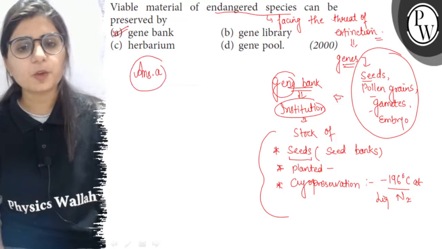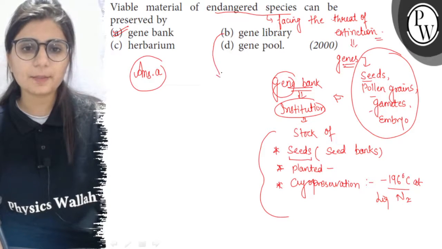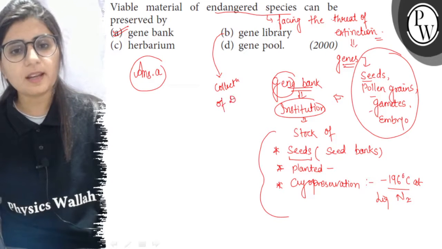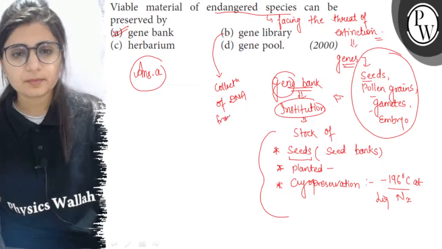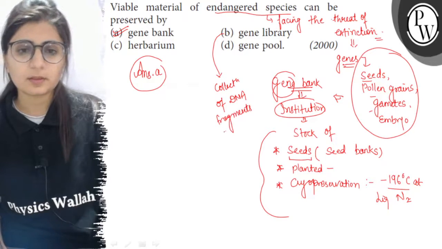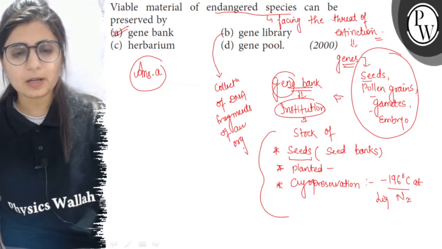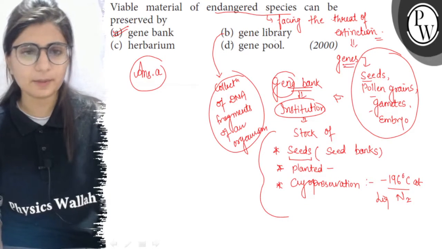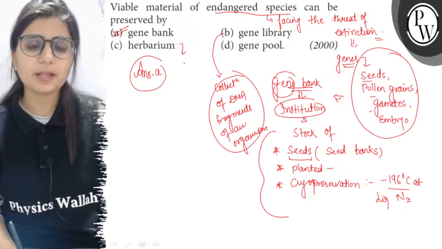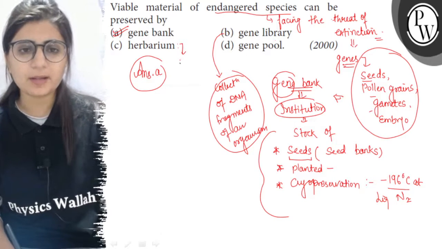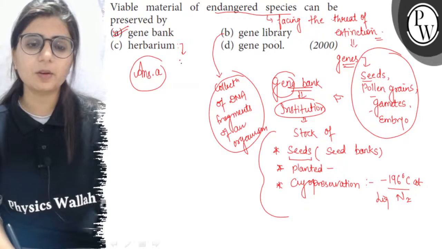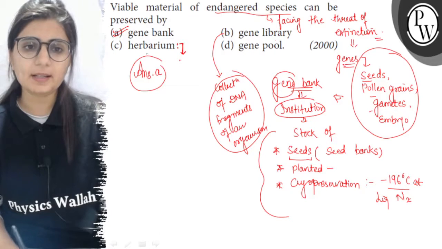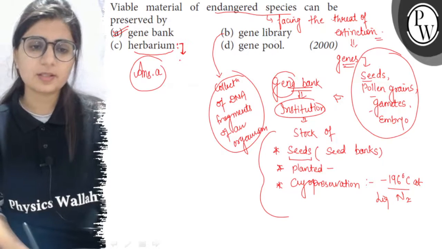If we look at other three options, so gene library. Gene library is the collection of DNA fragments of an organism. So complete genome of an organism is stored in the gene library. Then herbarium. So herbarium is a collection of dried plant specimens such as leaves or its stem. So the parts of plant, they are dried and they are stored. So this is called the herbarium.